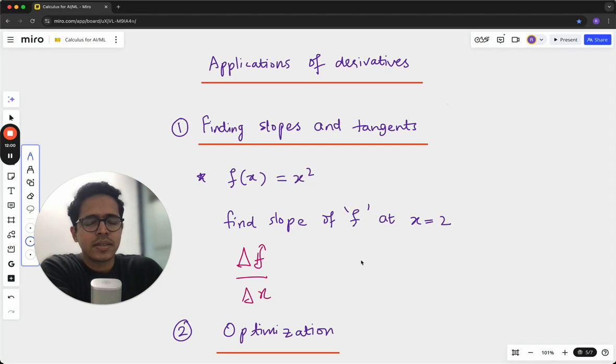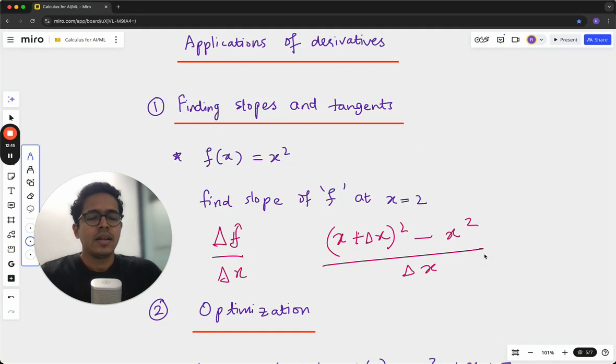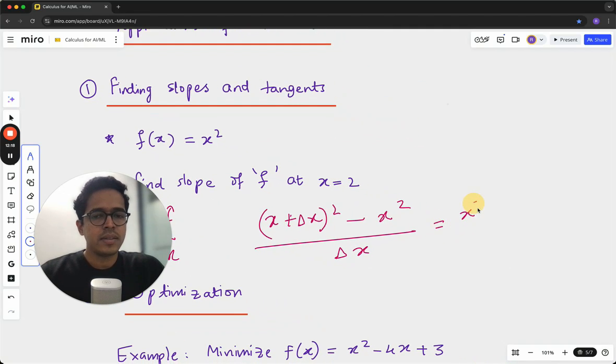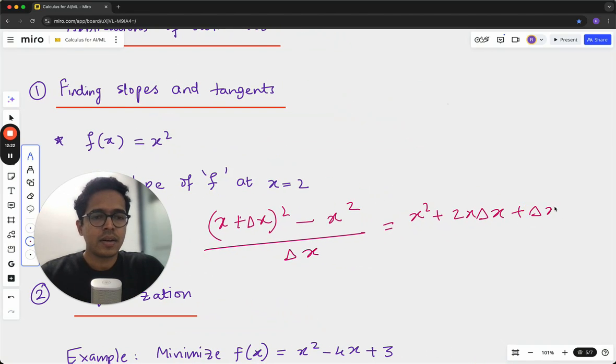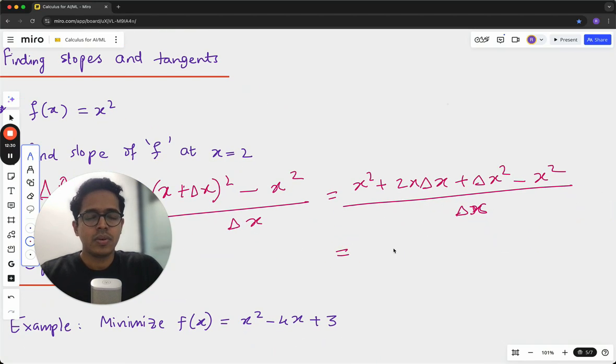So we can do this derivative using the simpler rule, right? So x square means x plus delta x the whole square minus x square divided by delta x, right? This is f of x plus delta x minus f of x divided by delta x at x equal to 2. So how do we write this? x square plus 2x delta x plus delta x square minus x square divided by delta x.